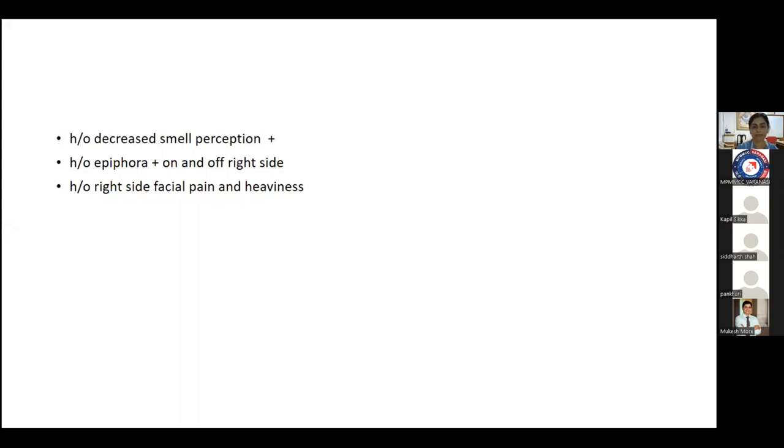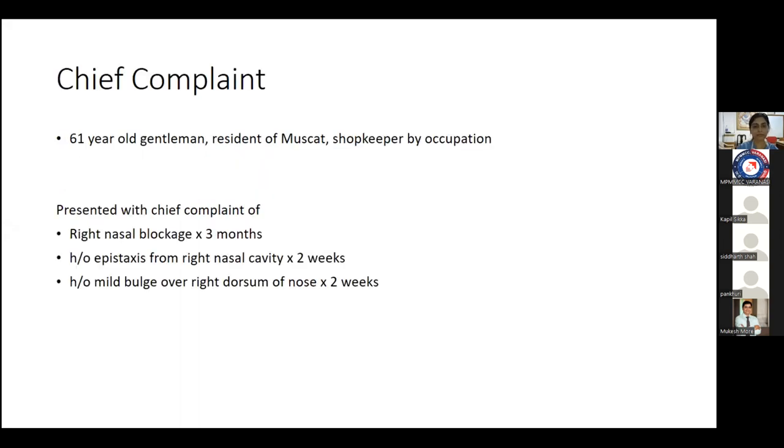Can you put your symptom slide again, please? Let me make a point very clear. You have said that there is a nasal blockage, you have said there is epistaxis, and you have said there is a bulge over right dorsum of nose. That's why I was very interested in having a clinical photograph here. And your first differential at younger age is nasal polyp. May I disagree with that?